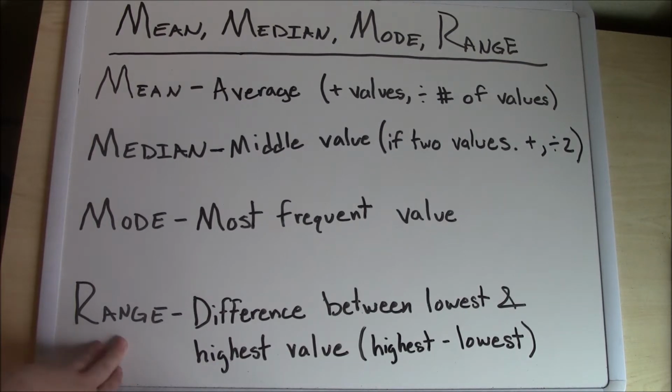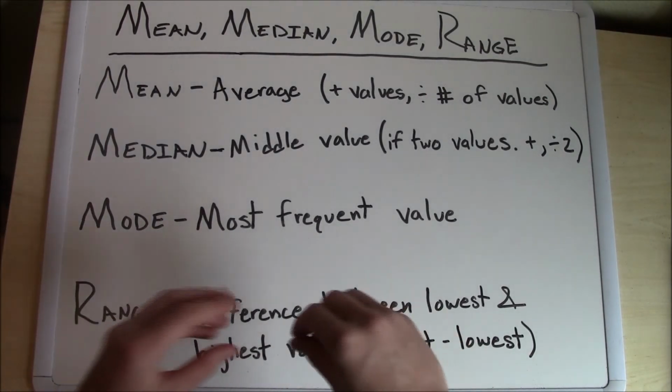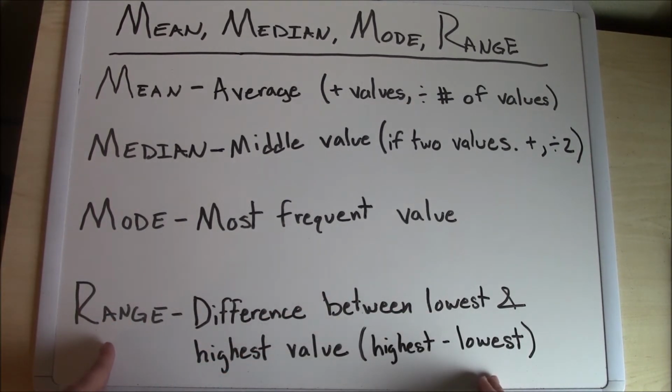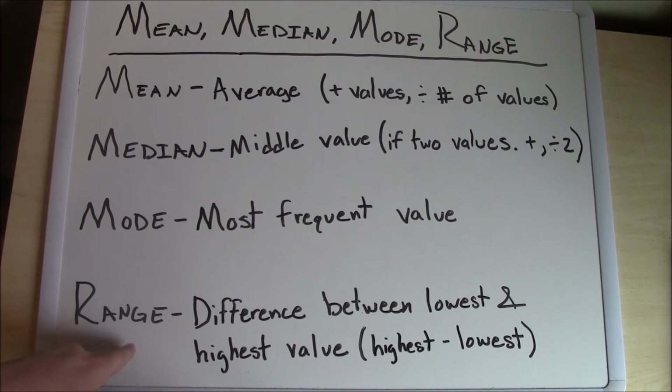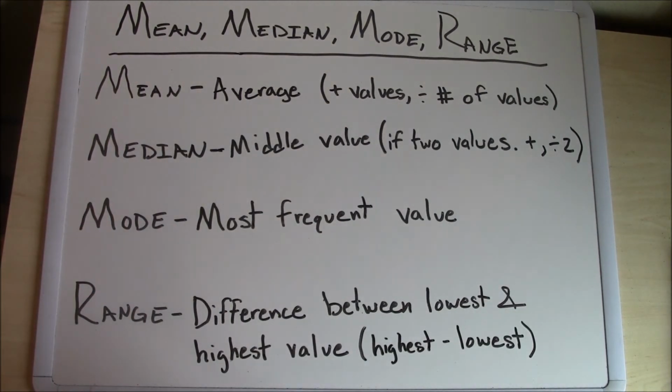For range, that is the difference between the lowest and highest value. So this kind of goes with median because you're going to have your problem lined up from lowest to highest. And what you're going to do is you're going to take the highest value and you're going to minus it by the lowest, and that's going to get you your range. So this step's good to do after the median because you're already going to have all your values lined up in order.